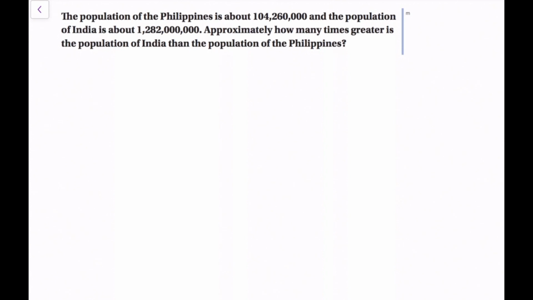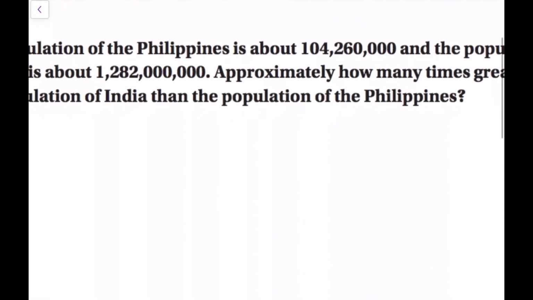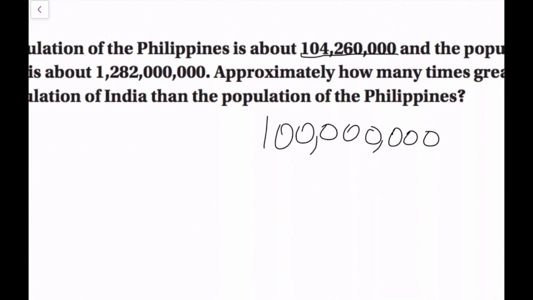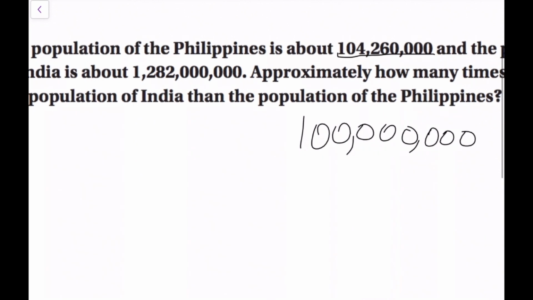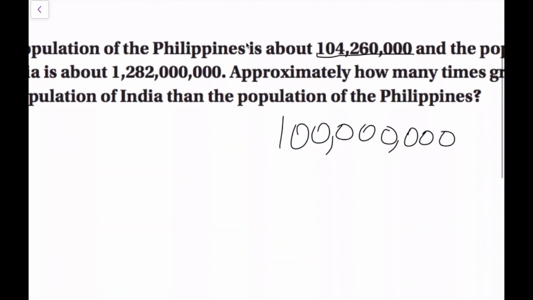So I'm going to rewrite our two numbers. And I see that this is 100 million with some change, but the next digit after the 1 right here is a 0. So this is going to round down to 100 million. And then the Indian population is going to be about 1 billion. Okay, so here's 1. Our first digit is a 1, and then we have a 2, so that's less than 5, so I'm going to round that down. So now I have 1 billion.